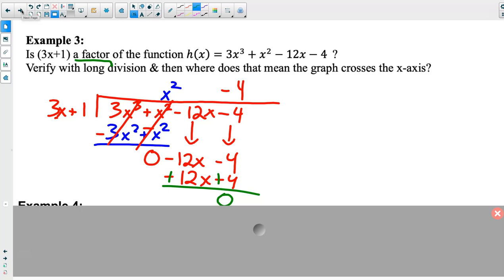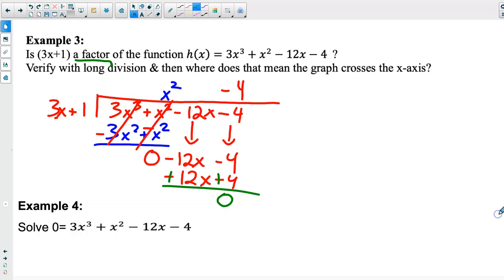But we're going to do something kind of unique here. Look at this. It says solve 0 equals 3x cubed plus x squared minus 12x minus 4. Whoa, whoa, whoa. They're the same thing. So instead of 0 equals this, get rid of that and put 0 equals our factored form. Our factored form is 3x plus 1 times x squared minus 4.